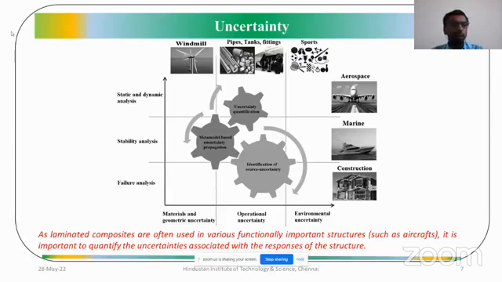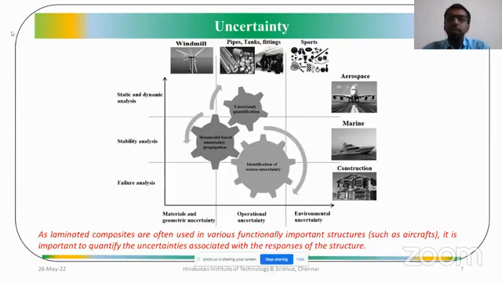Most of the structures nowadays are being manufactured with the help of composites. Composites are exhaustively used in windmills, construction, marine, the aerospace industry, sports, and in high-speed vehicles, either racing cars or anywhere. So most structures are nowadays made of composites. And due to their inherently complex manufacturing process, there is lots of scope for uncertainty.